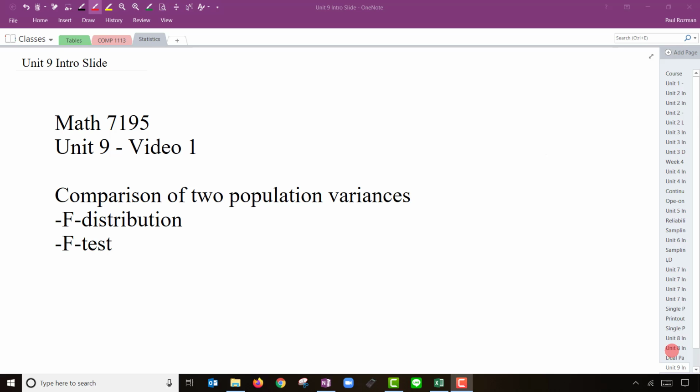Hey, Math 7195. Here we are in unit number 9, video 1. In the previous videos, we were comparing two population means and two population proportions. Today, we're going to do two population variances. So basically, the standard deviation of one group versus the standard deviation of another group. In order to do that, we'll have to introduce a new distribution called the F distribution, and the test is called an F test. Let's get to it.